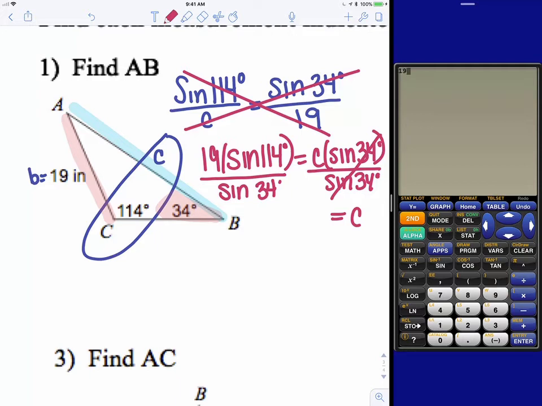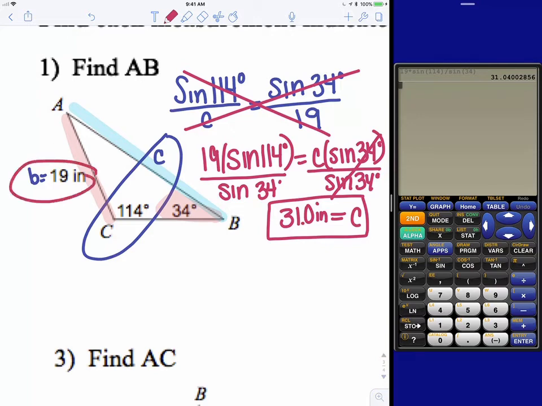Alright, so in my calculator I'm going to type 19 times the sine of 114, close parentheses because I've finished saying how many degrees are for that sine, and then divide by the sine of 34. And that gives me a 31.0 inch side length. I always go back and make sure it makes sense in the context of the problem. If this side over here is 19, I would expect little c to be much bigger because it's across from a bigger angle.